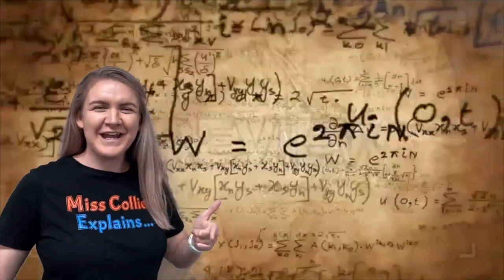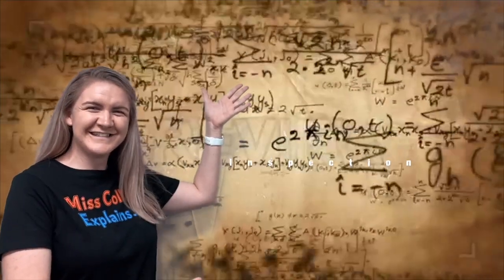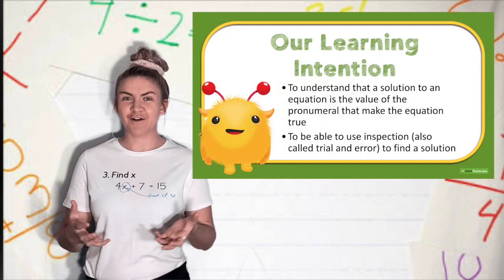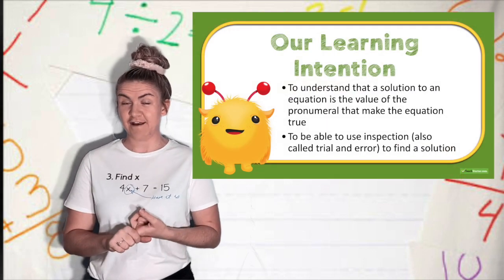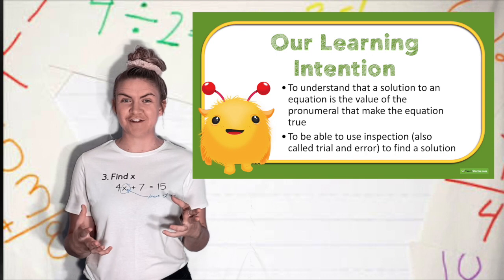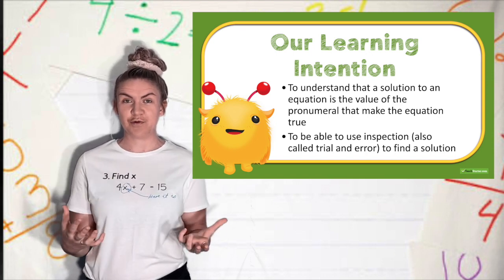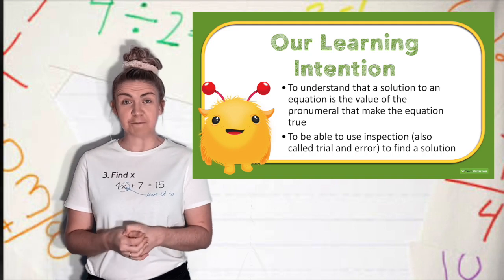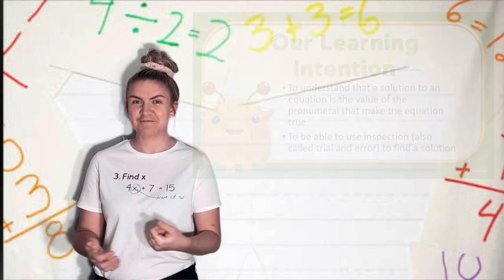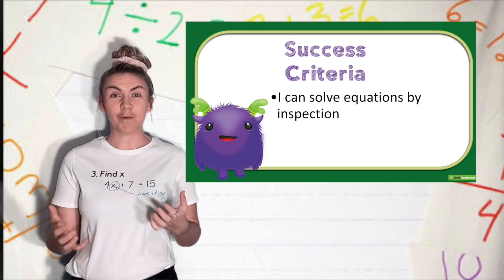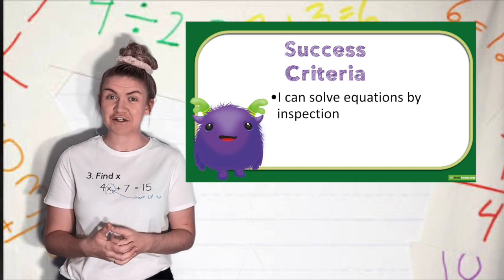Miss Collier explains. Solving by inspection! Today, our learning intention is to understand that the solution to an equation is the pronumeral that makes the equation true, and to be able to use inspection to solve equations. We will know we are successful when we can solve equations using inspection.